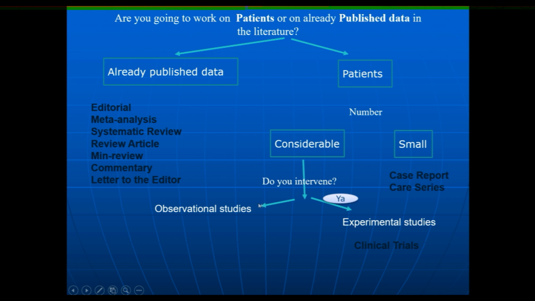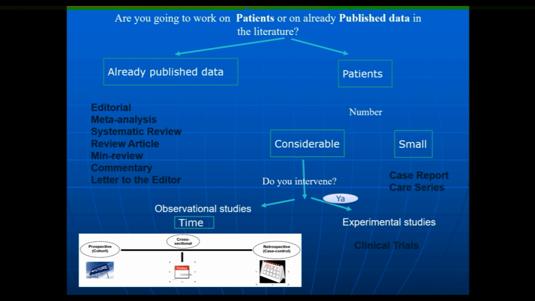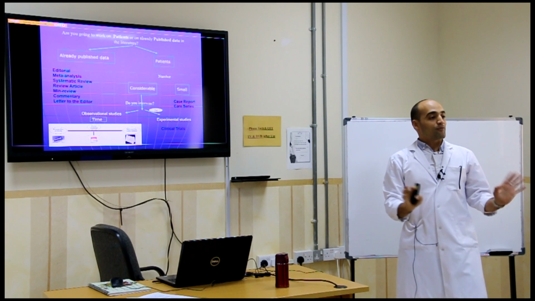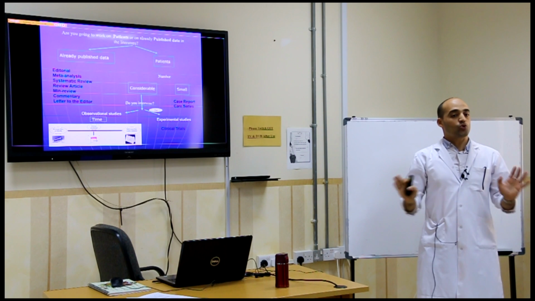If there is no intervention, it will be an observational study. What's the next domain that determines the type of observational study? Think with me. Time. Exactly. If the exposure and the outcome are at the same time, it will be cross-sectional. If you look backwards, it will be a retrospective case control. If you work in the future, it will be a prospective or cohort study. I want from you, just in this course, to know this algorithm.